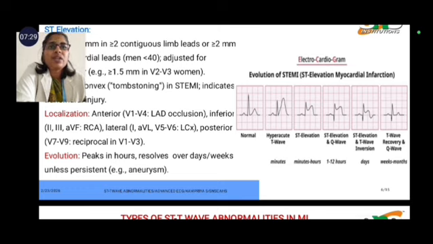Here is the evolution of ST elevation MI. One is normal, second one is hyperacute, that is a tall T wave. Third one is ST segment elevation, baseline elevation. Fourth one is ST segment elevation and also with the presence of Q wave. And the fifth one is about ST segment elevation, T wave inversion. The last one is the recovered stage, that is, a week or month later the T wave becomes normal and there is presence of Q wave.